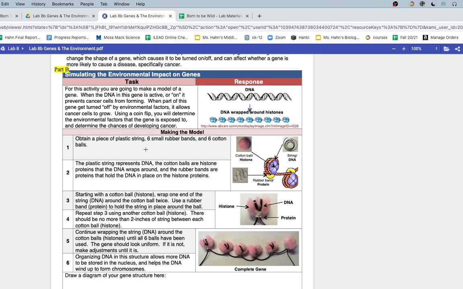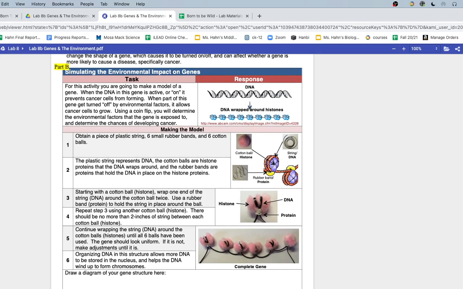So it says to go ahead and make this, if you have these supplies, that would be great. You can make it, and I'm going to show you how I made mine. Basically you need cotton balls, small rubber bands, and string. It doesn't have to be plastic string.